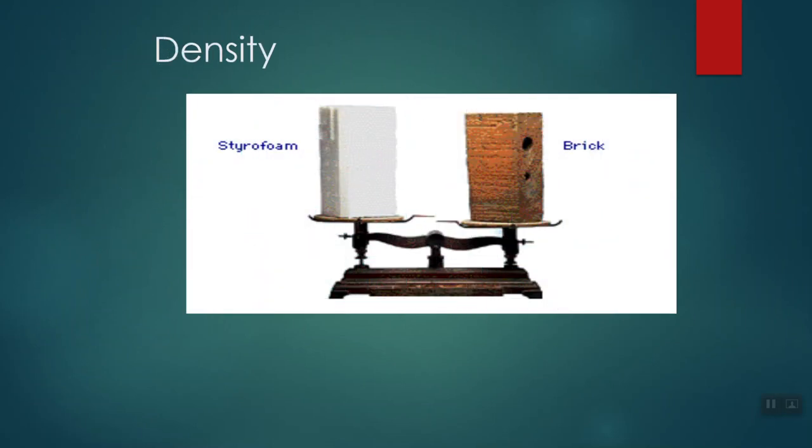First of all, look at this picture. You have a styrofoam brick and you have a brick, and they are the exact same volume. They're taking up the same amount of space, same length and width and height. But notice that the brick has more mass. Why? Well, you might think that the brick particles weigh more than the styrofoam molecules, but you would be wrong. The styrofoam molecules weigh more than the brick molecule. So why does the brick weigh more?